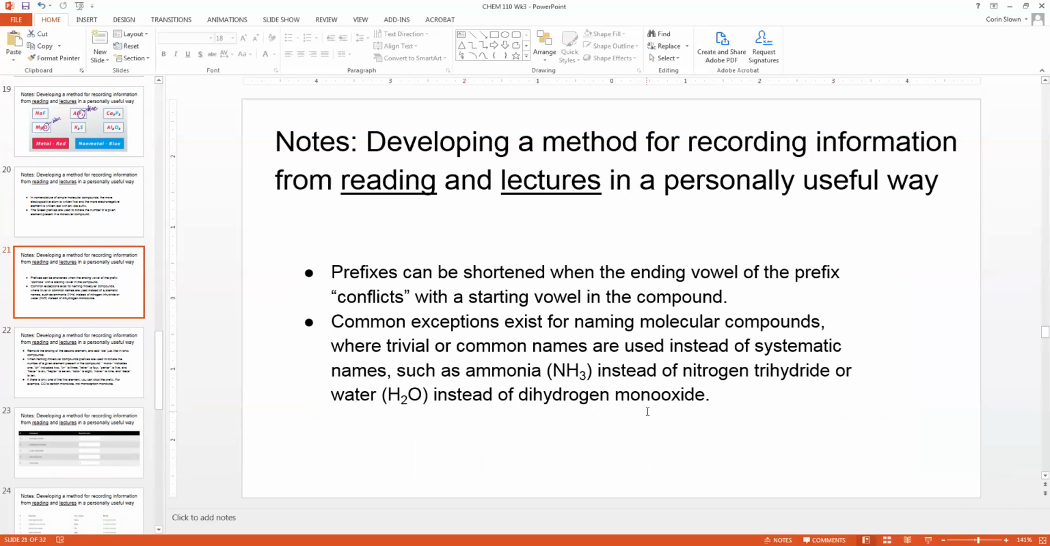So there are sometimes trivial or common names that are used instead of the systematic names. So for example, ammonia is very common to refer to NH3 instead of nitrogen trihydride, or water instead of dihydrogen monoxide.